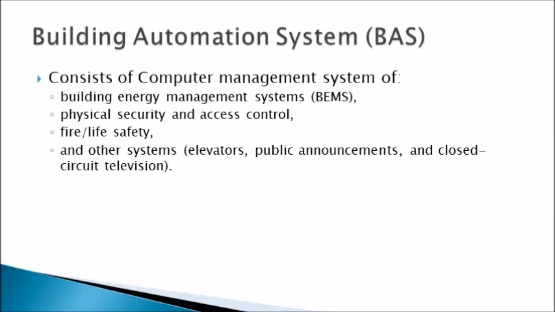To begin with, we should familiarize ourselves with building automation system or BAS. It consists of computer management system of first building energy management systems, physical security and access control, fire and life safety issues, and other systems such as elevators, public announcements, and closed circuit television. So that's the items that is covered under the umbrella of building automation system.